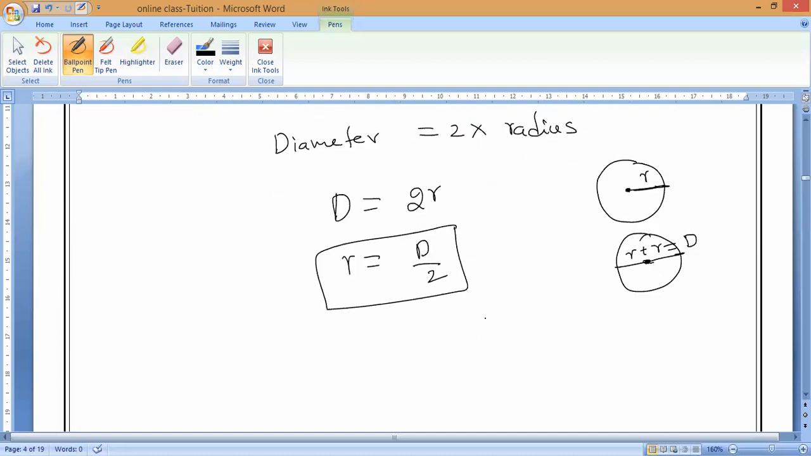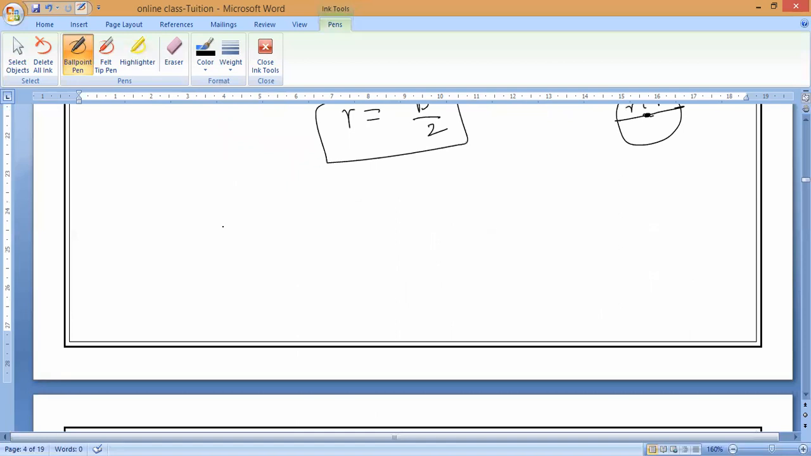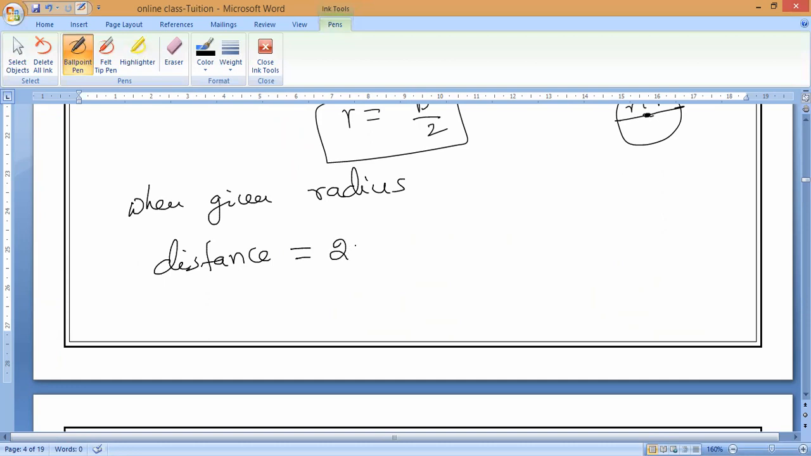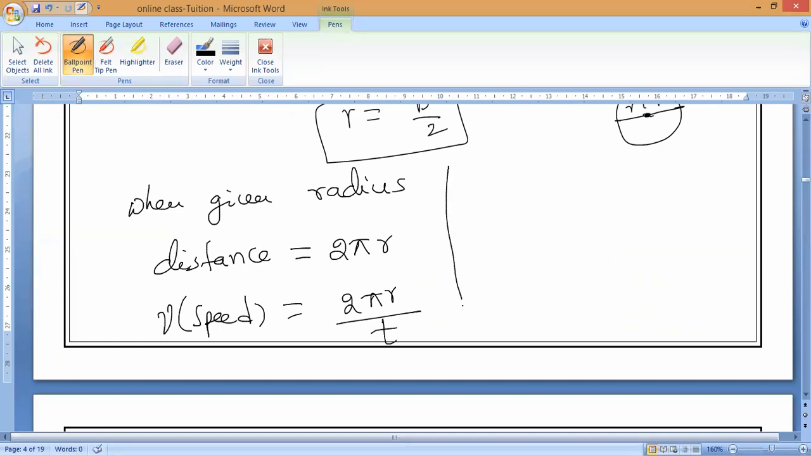Now, whenever they have given circular motion and they are asking distance or speed, listen guys. When they have given the radius, and they are asking distance, distance is equal to 2 pi R. The speed is equal to 2 pi R by T, divided by time. Okay? Yes or no?